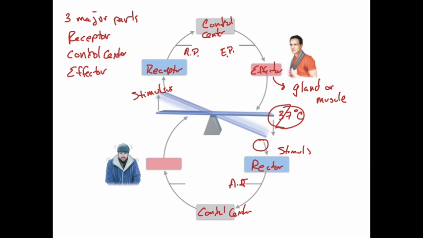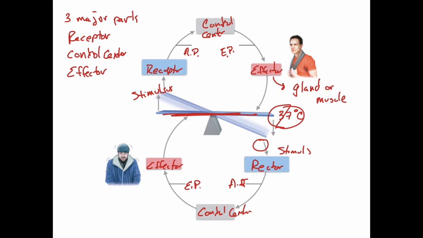The control center, again in this example would be the hypothalamus, is going to send this time along the efferent pathway a message to different effectors. Instead of a gland this time, it's going to be a muscle. And as you can see from the picture there, the gentleman is shivering. So the effector in this case would be skeletal muscles, and as those muscles move back and forth generating heat, it warms the body back up to the set point.